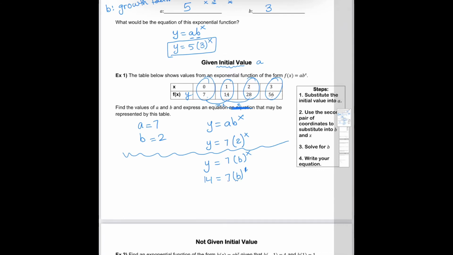Again, you cannot multiply this first. First you do the exponent. So b to the first is b. So it's 7b. 14 is equal to 7b. B is equal to what? Divide by 7. Divide by 7. I get b equals 2.